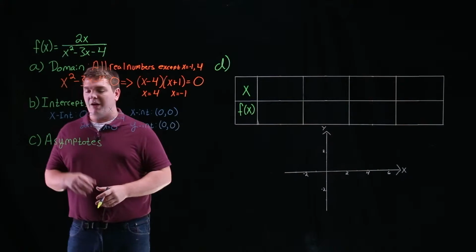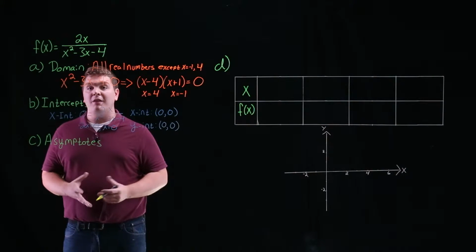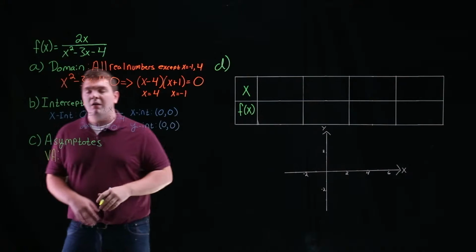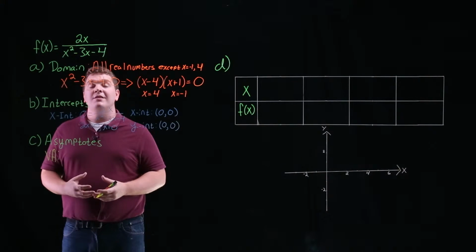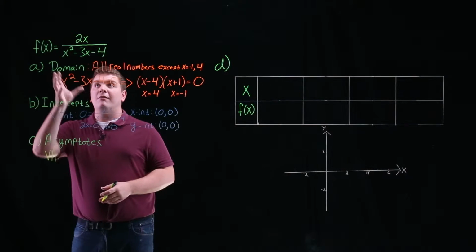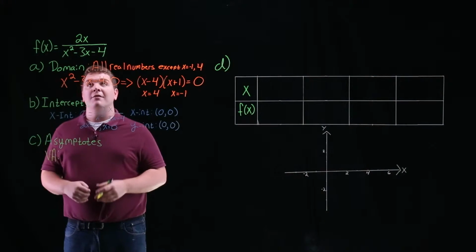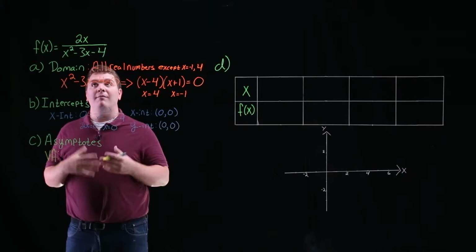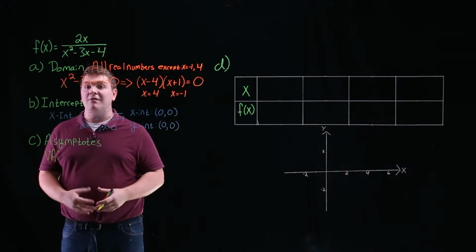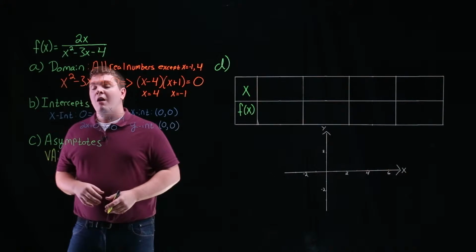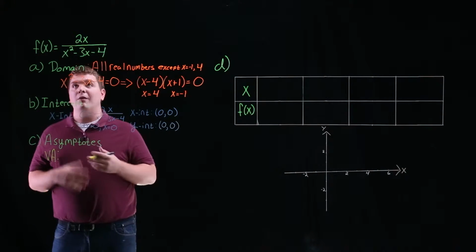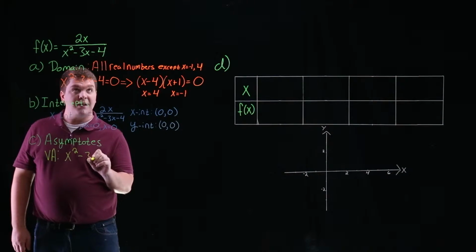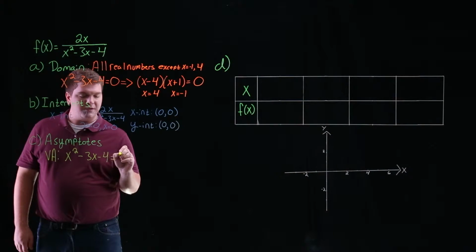Now for part C, we're asked to find any of the asymptotes. So let's start by thinking about the vertical asymptotes. Looking at our function, we see that it's a rational function, and the vertical asymptotes are going to happen when the denominator is equal to 0. And we really want to be careful here because I'm noting that the numerator and denominator don't have any common factors. If they did, we'd have to cancel first. But since they don't, we can just think about where this denominator is equal to 0. So we'll solve the equation x squared minus 3x minus 4 equals 0.